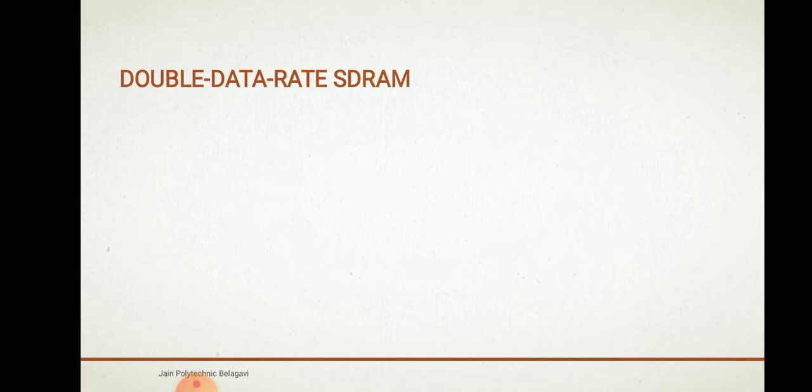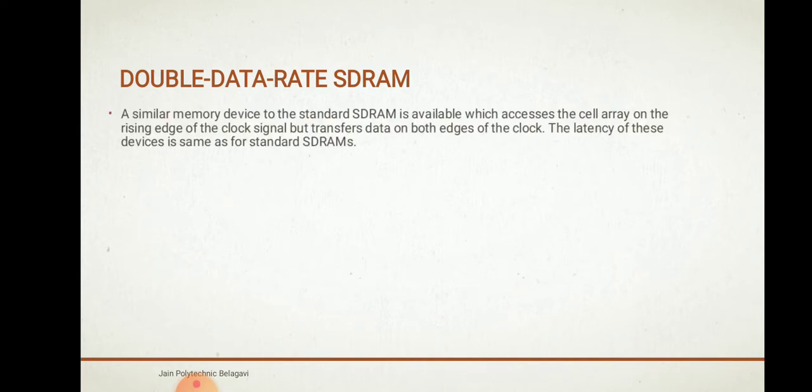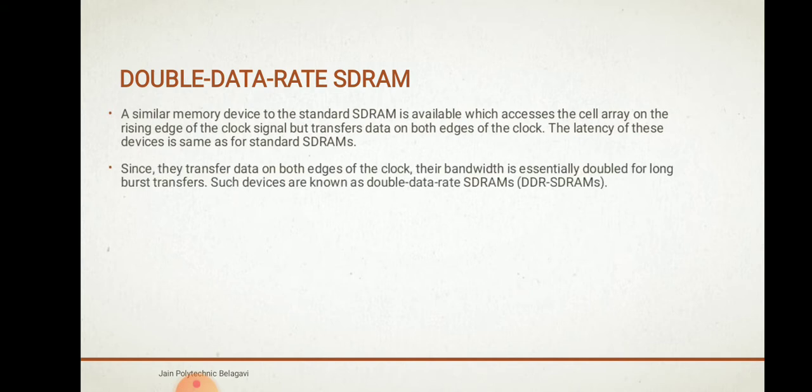Next, let us go to double data rate SDRAM. This memory device is similar to the SDRAM, which accesses the cell array on the rising edge of the clock signal, but it transfers data on both edges of the clock. So the latency is the same as for standard SDRAMs. Since they transfer data on both edges of the clock, their bandwidth is essentially doubled for longer burst transfers. Such devices are known as double data rate, so the bandwidth will be more.